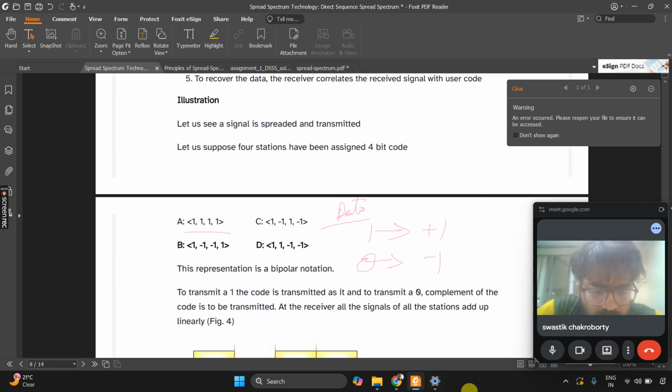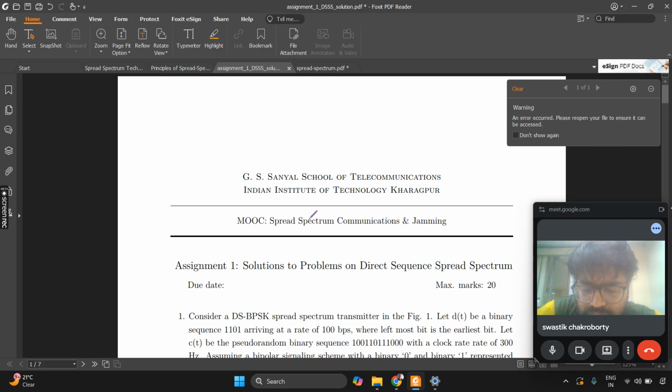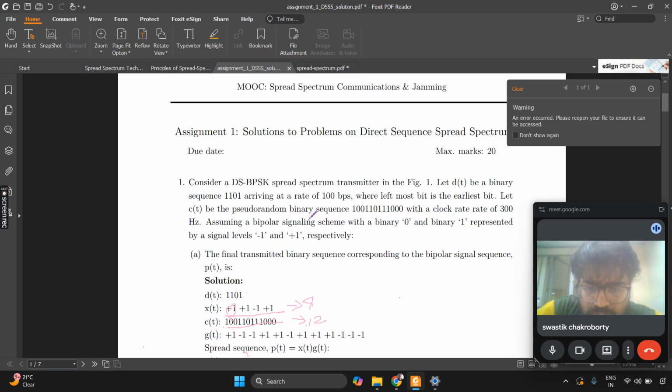So now that DS3 is clear, we will go into some problems for DS3. The first problem is: consider a DS BPSK spread spectrum transmitter. Let dt be a binary sequence 1101 arriving at a rate of 100 bits per second, where the leftmost bit is the earliest bit. So 1, then 1, then 0, then 1, arriving at a rate of 100 bits per second. Now let ct be the pseudo-random binary sequence, which is given as 1001, 1011, 1100.